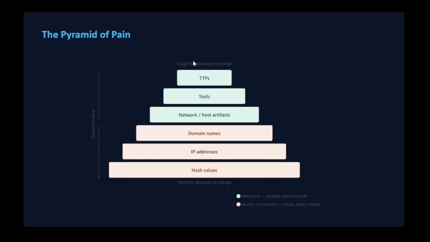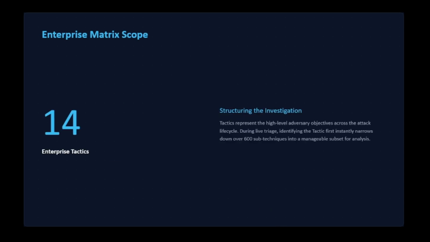But what's important to remember, this pyramid of pain moves up. These down here at the bottom are very easy for them to change, whereas up here at the top, they're more durable and usually will be found again and again and again in various attack scenarios.